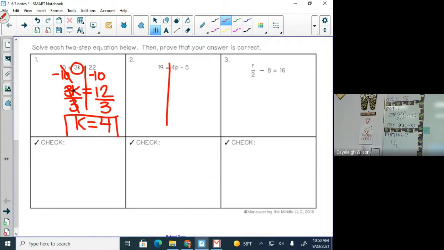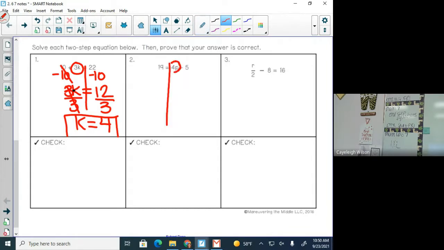Okay, so I'm looking at it. I'm going to circle the term that's got the p in it. So which term has the p in it? Jackson? The 4p. So I'm trying to get this 4p by itself. This line is just too big. Okay, so I'm trying to get the 4p by itself.